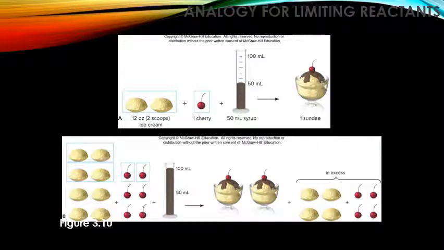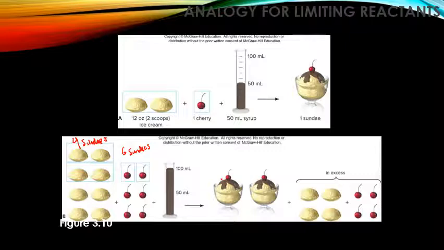Since I only need 2 scoops of ice cream, but I have 8, if I were to use up all of the ice cream, I could make 4 sundaes. Looking at my cherries, I only need 1 cherry per sundae and I have 6, so I could, in theory, make 6 sundaes using all the cherries up. That is assuming that I have more than enough of the other ingredients.